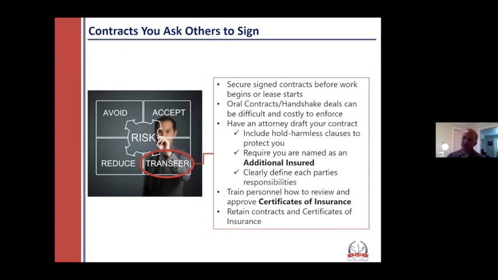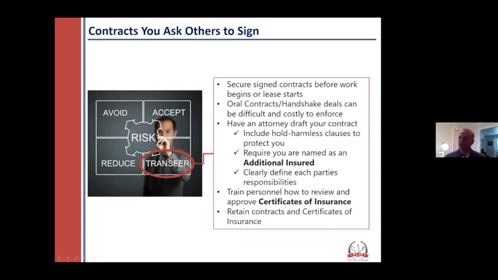And there's some key tools when you're transferring risk. It's not just a matter of we're going to have contracts signed. You should probably have some policy and procedures to make sure that the people you're transferring the risk to are actually doing something. You may want to consider a secure signed contract before work begins or leases start. Oral contracts and handshake deals can be difficult and costly to enforce. Have an attorney draft your contract and include hold harmless agreements to protect you. Require you as a named insured on the policy and clearly define each party's responsibilities.